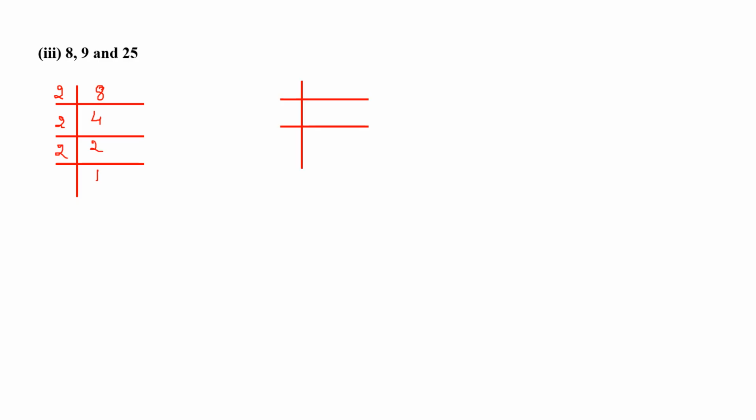Next 9. So 9 comes in the 3 table. So 3 times 3 is 9 and again 3 times 1. And then 25, it will come in the 5 table. So 5 times 5 is 25 and then 5 times 1. Now I'm going to write this in terms of the product of the prime factors. So for 8, I can write 2 into 2 into 2, which is 2 cube. 9 is 3 square. And 25 is 5 square.